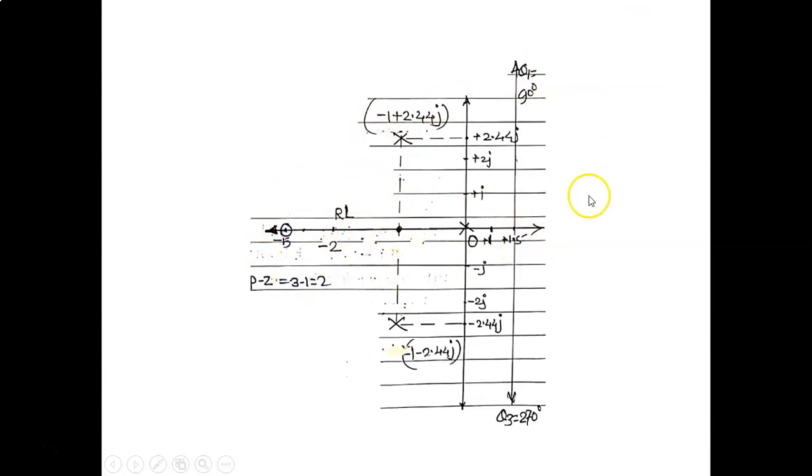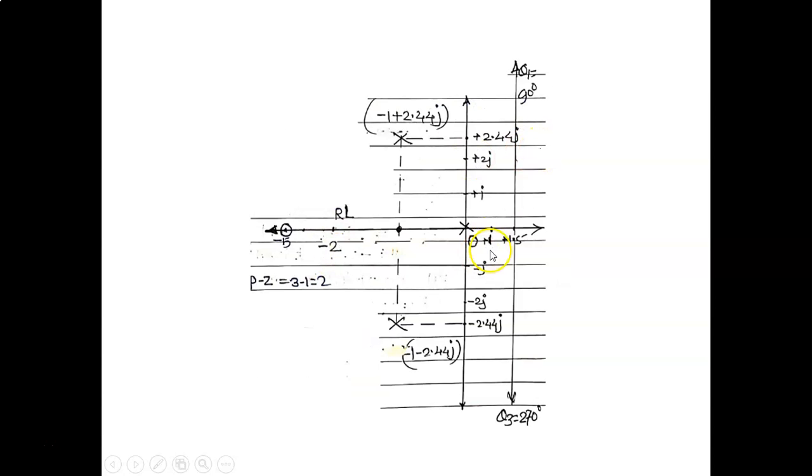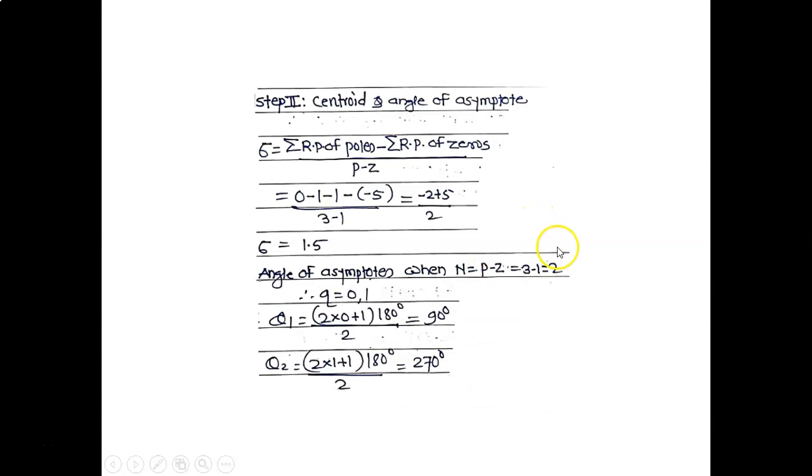Now we have to determine angle of asymptotes and we have to determine centroid. Therefore step 2, centroid and angle of asymptotes. Therefore sigma is equal to summation of real parts of poles minus summation of real parts of zeros divided by p minus z. Therefore sigma is equal to 0 minus 1 minus 1 minus of minus 5 divided by 3 minus 1, which is equal to minus 2 plus 5 divided by 2. Therefore sigma is equal to 1.5. Therefore locate the centroid here.